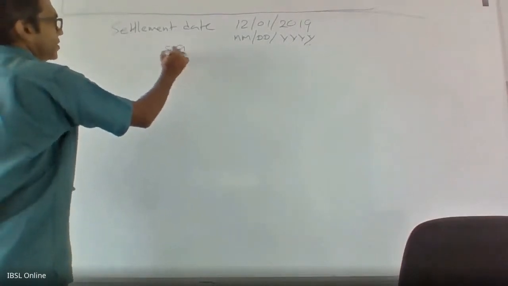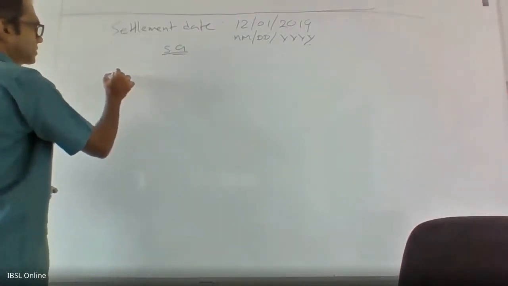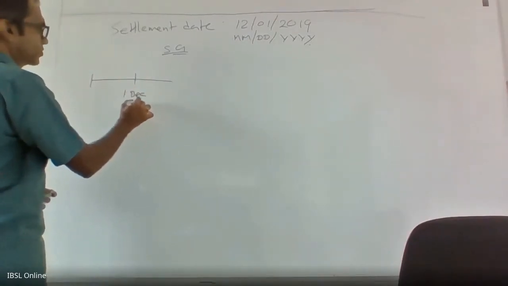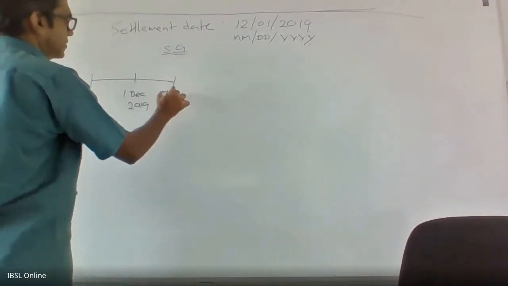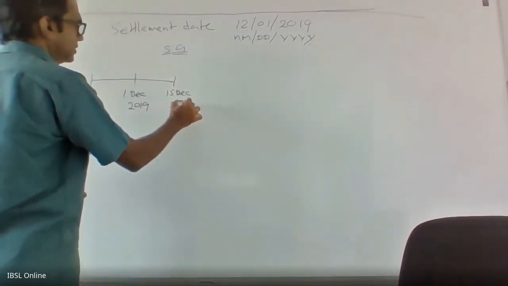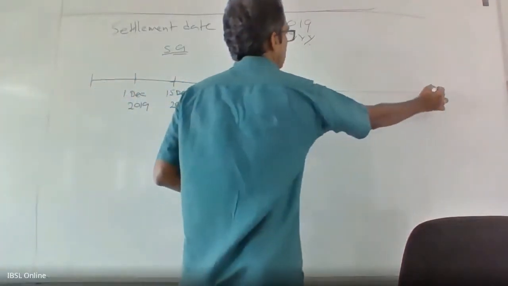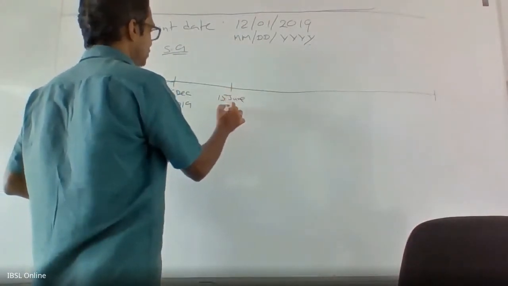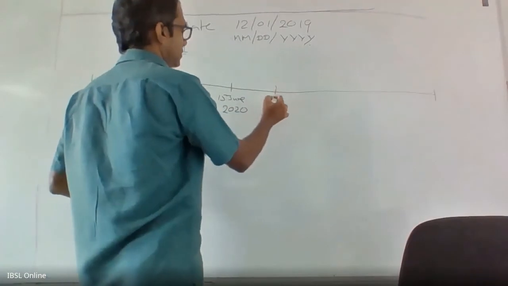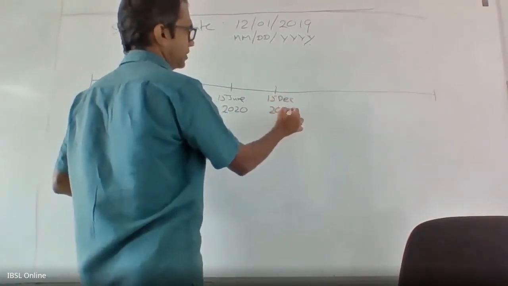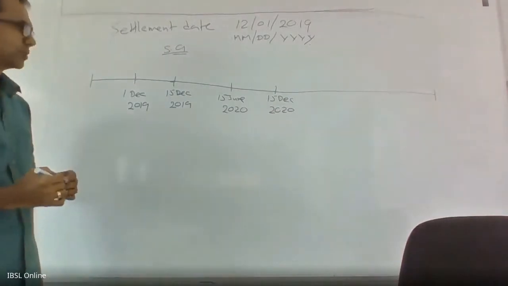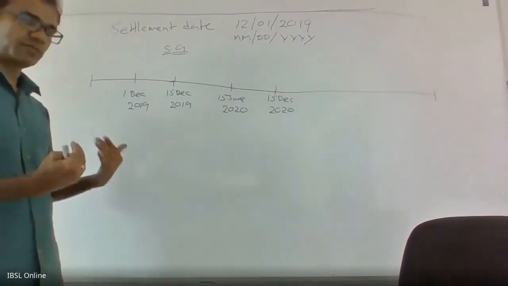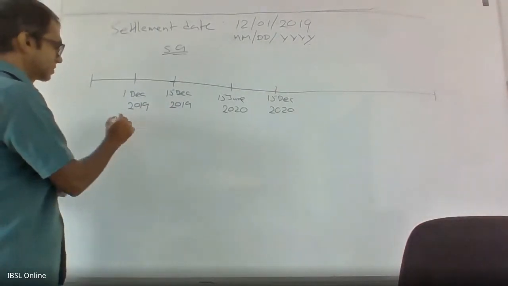With semi-annual coupon. So first December 2019, 15th December 2019, you get 15th June 2020, 15th December 2020. Now every 6 months you get coupons. The next coupon is 15th December 2019. When I say next, compared to the settlement date.